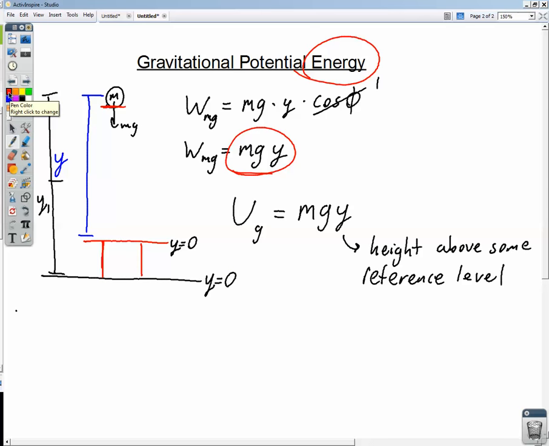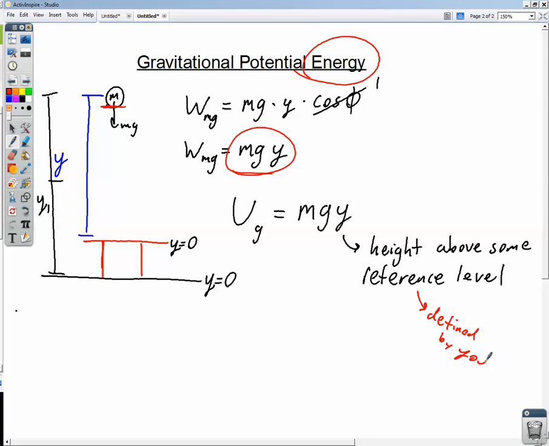It's the height above some reference level, and this is defined by you. You have the power to choose where that's going to be. Okay? So what we can see here with the gravitational potential energy, it depends on the mass of the object. So the bigger the ball, or the more massive the object is, the more gravitational potential energy it's got. It also depends on the height above the reference level. The higher you are above that, the more energy there is.